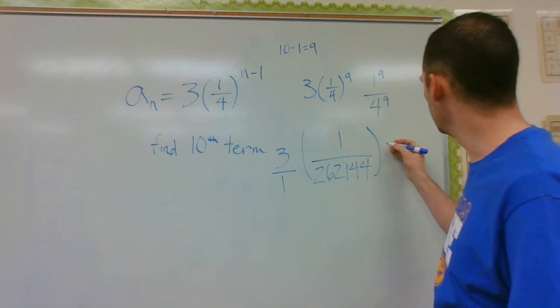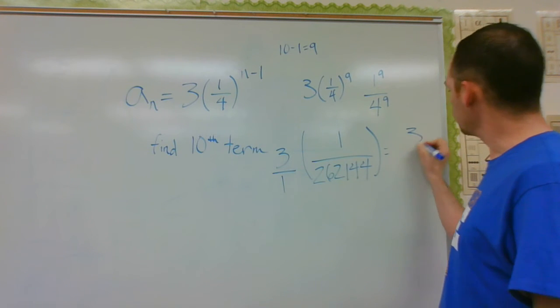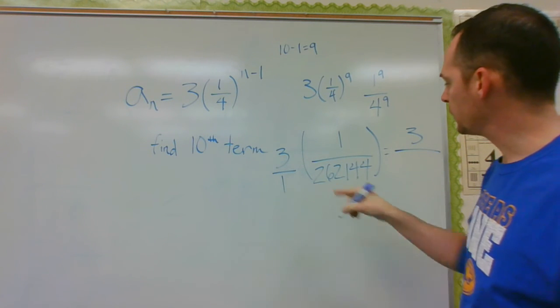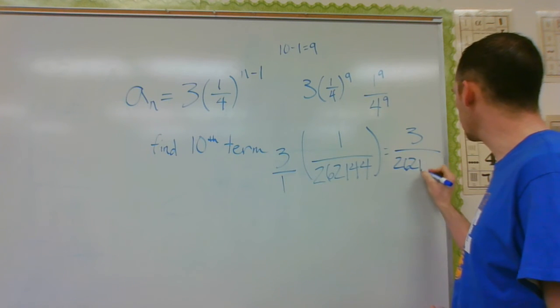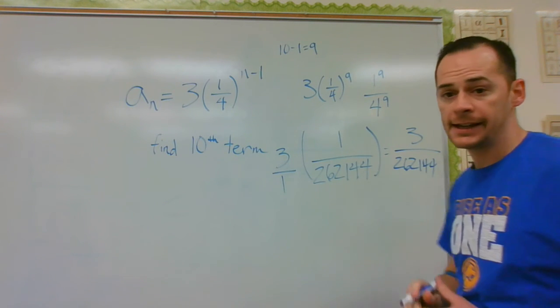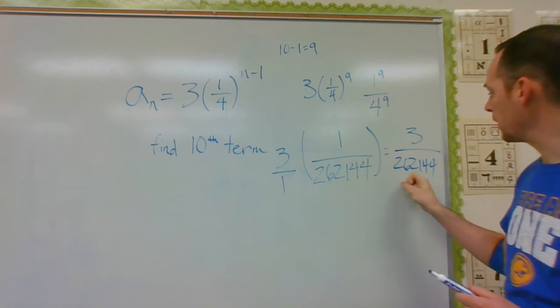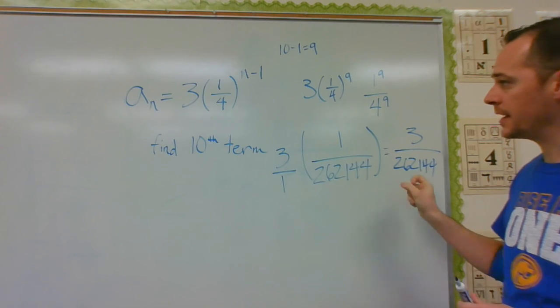3 times 1 is 3. 1 times 262,144 is 262,144. And it cannot reduce. So we're left with this as our answer. This would be the 10th term in the sequence.